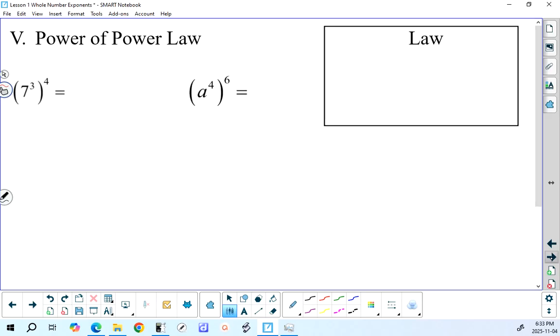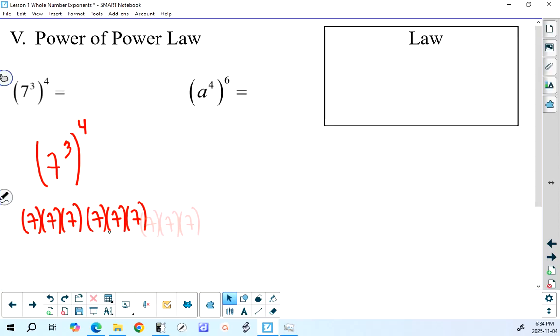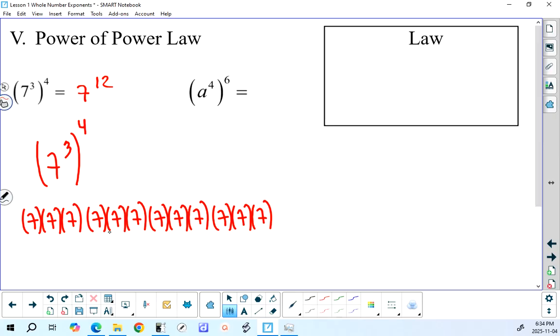A power of a power means, and I'm just going to rewrite this, that you have a power raised to an additional exponent, in this case 4. So what does that mean? It means 7 cubed, and I'm going to write out 7 cubed as that, that will be multiplied by itself 4 times. So there's a second time, there's a third time, and there's a fourth time. And what you discover is you end up with 12 sevens. So 7 cubed raised to the exponent of 4 gives you 7 to the 12.